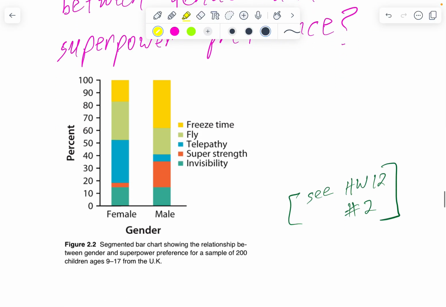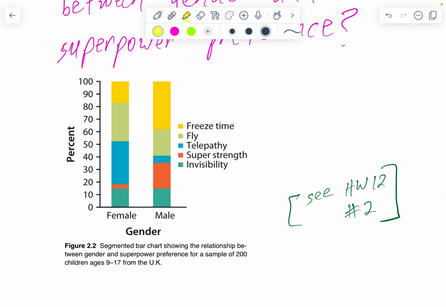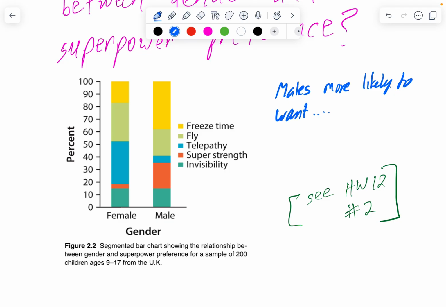If we go back up to the first segmented bar graph we looked at about the superpower preferences, you could now make a statement; you're going to compare males to females. So you could make some statement like, males are more likely to want, well, what are males more likely to want? Freeze time, because you can see this yellow segment is much longer than that yellow segment. Males were also more likely to prefer orange, which is super strength.